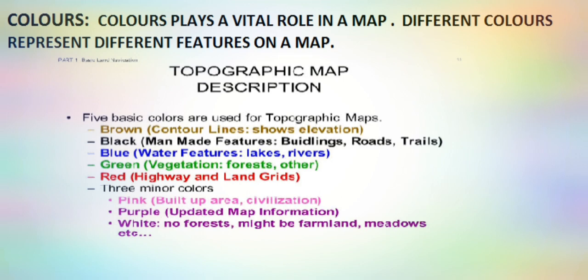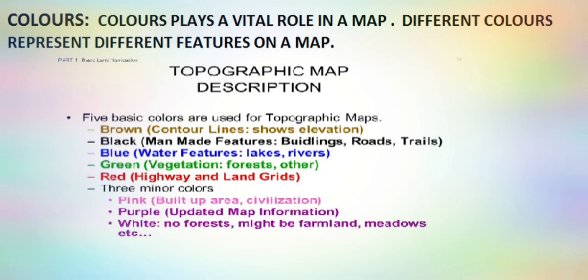Second one is blue color. It represents water bodies that contain water such as lakes, rivers, falls, swamps, etc. Green color. It indicates vegetation such as forest, wooded areas, vineyard, etc. The next color is brown. It is used to show contour lines, their numbering, and sand features such as sandhills and dunes.